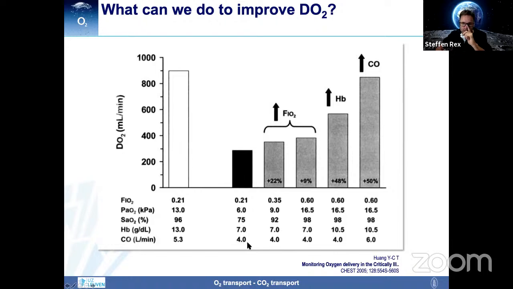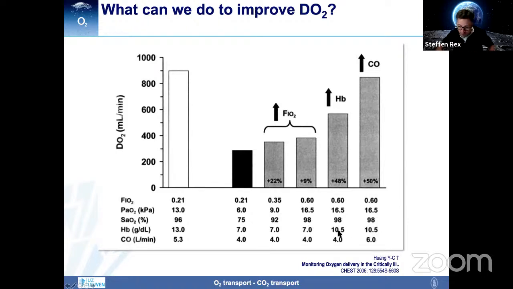So the first step would be to increase FiO2. So you increase DO2 by 22%. This is a huge increase, but then nearly the doubling of FiO2 doesn't help the patient much more, because then the incremental increase in DO2 is only 9%. So FiO2, I told you, with this venous admixture, it helps, but it is never the solution to all problems. Then the intensivist administered packed cells, so increased the hemoglobin from 7 to 10.5.